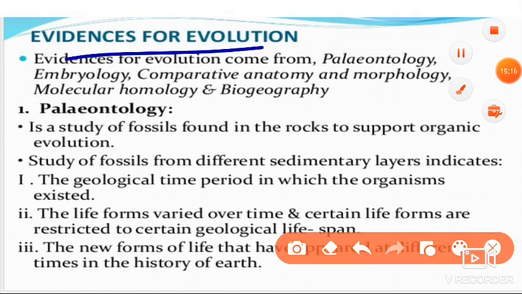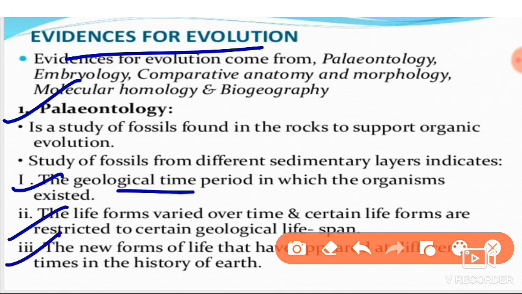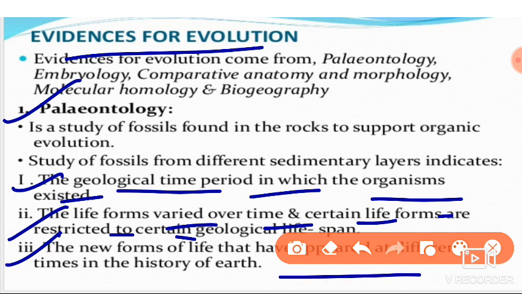What we discussed till now: the evidences for evolution. One is paleontological evidences. The points here are the geological time period in which the organisms existed, the life forms varied over time, certain life forms are restricted to certain geological lifespan, and new forms of life have appeared at different times in the history of Earth. These are the points regarding paleontological evidences.